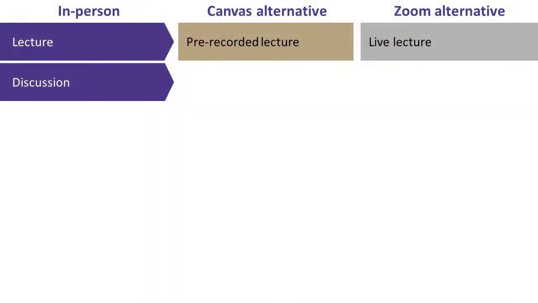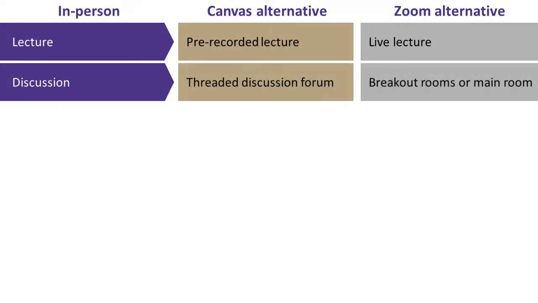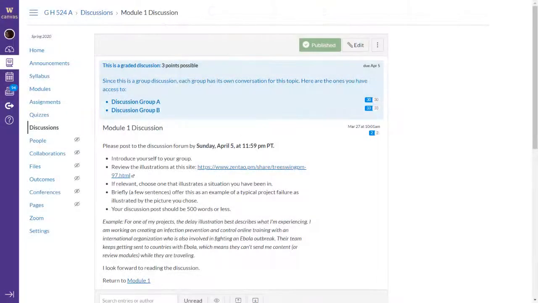Discussions are another common activity in classroom settings. Consider what discussions make sense to do asynchronously in Canvas versus synchronously in Zoom. In Canvas, students can interact with each other through the discussion forums. If the discussion involves a lot of complexity, you could create a threaded discussion to allow for more depth.